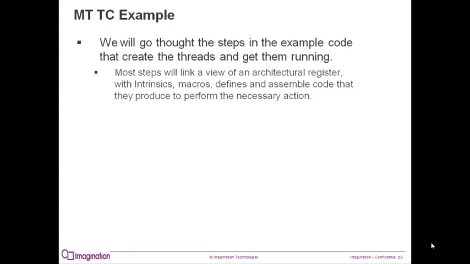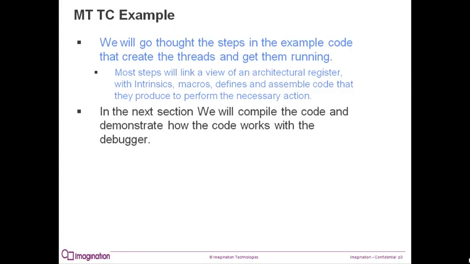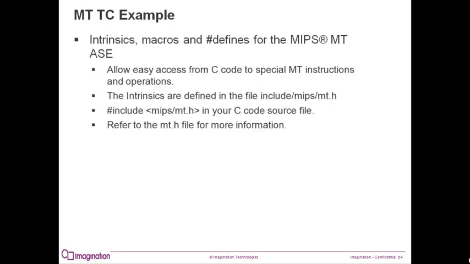At each step, I'll show you the registers involved, the C code lines, and the assembly code for each step. In the next section, I'll go through the compiling and running of the code in the debugger. I have already shown you some of the macros that allow you to program the 34K in C. Just a reminder, these are located in include MIPS mt.h.